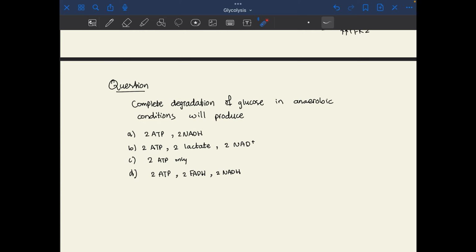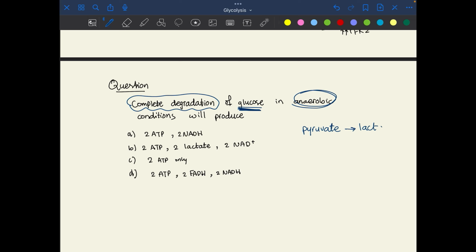Okay. I will answer the question now. So basically when it says complete degradation, that means that glucose will not be there. We will have pyruvate, right? This pyruvate is present in anaerobic conditions. So it will be transferred to lactate, right? When we are talking about glucose, that means that this 6-carbon unit gave us lactate, right? Lactate is 3 carbon, so it will give us 2 lactate.